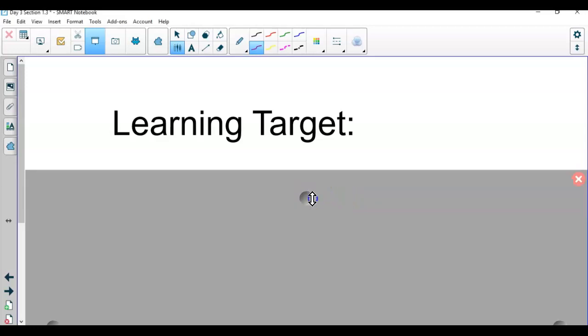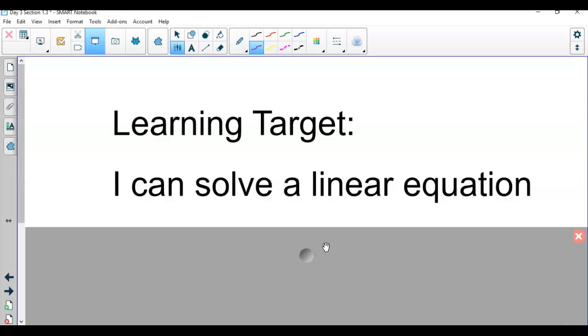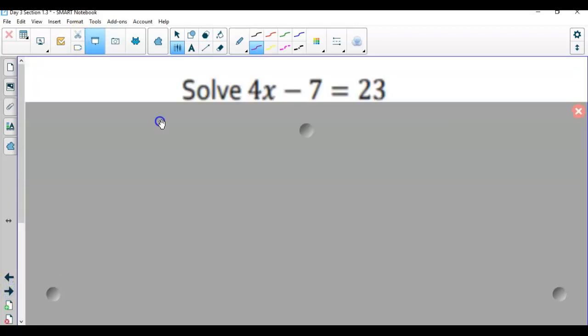Hi, Algebra 2 students. Today your learning target is I can solve a linear equation. So let's get started right away. Our first problem we have here is solve 4x minus 7 equals 23.